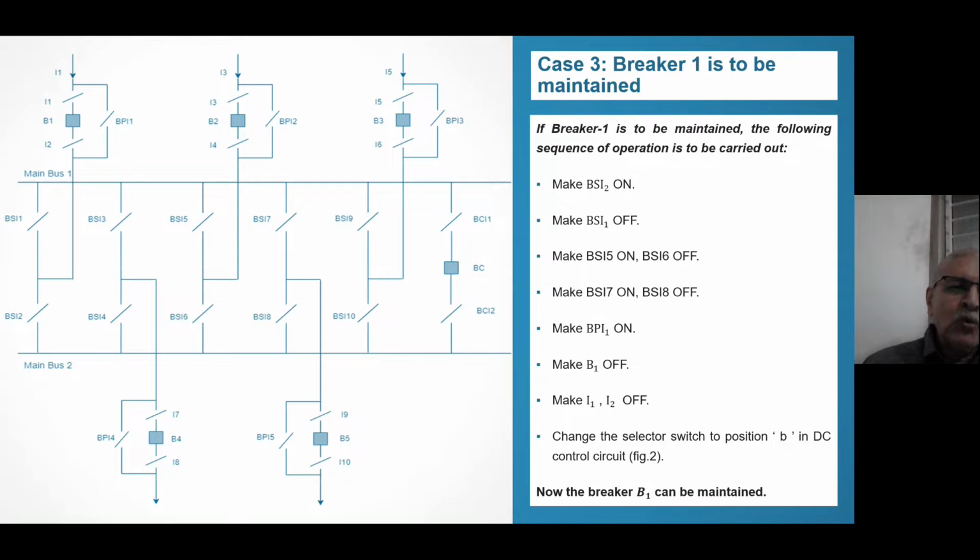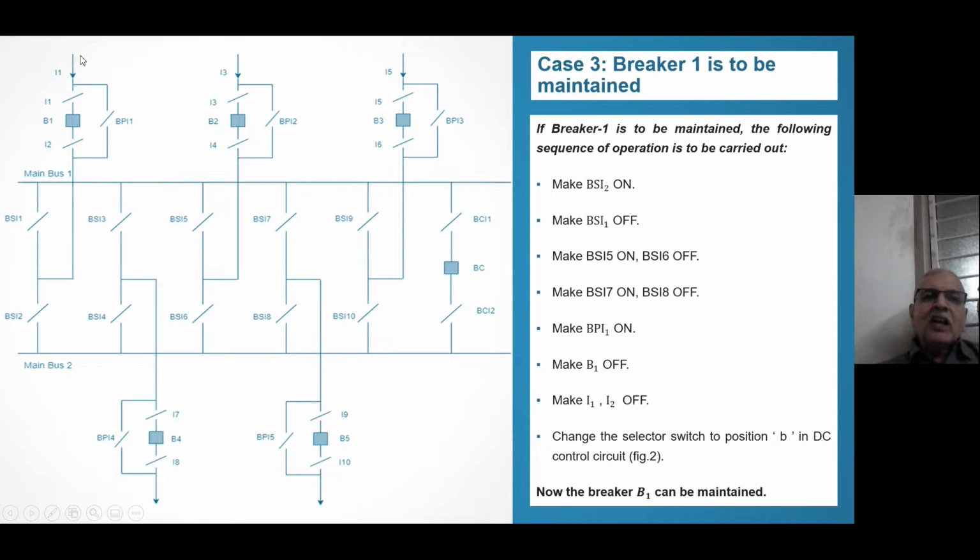So power will go to BSI 4. Power cannot go to BSI 2 because... sorry. No, BSI 4 is off. BSI 3 you have made on. BSI 3 was already on. So you see, power from this will go to BSI 3. Then it will go like this, right? Then it will go to bus coupler. And from bus coupler, because you have made BSI 2 on, it will go to line 1.